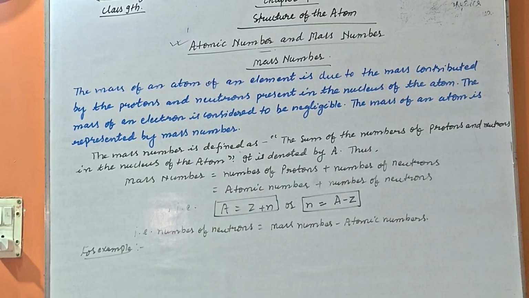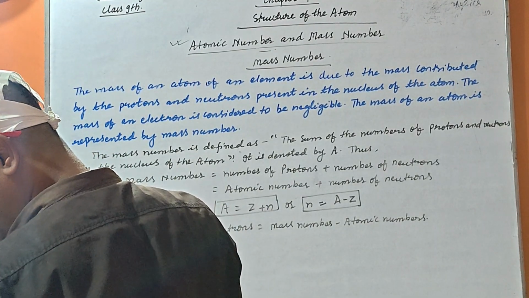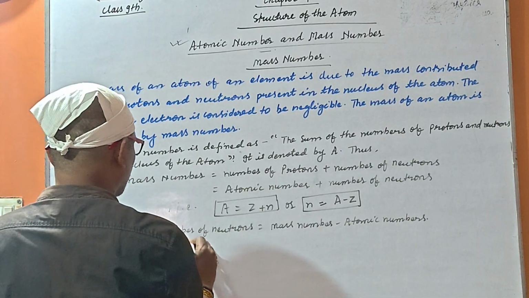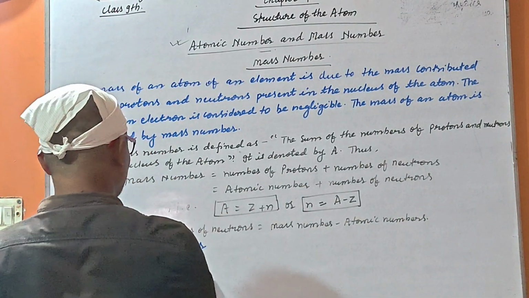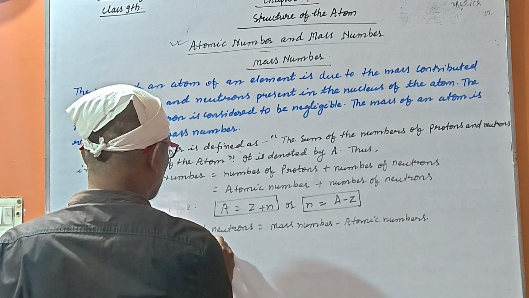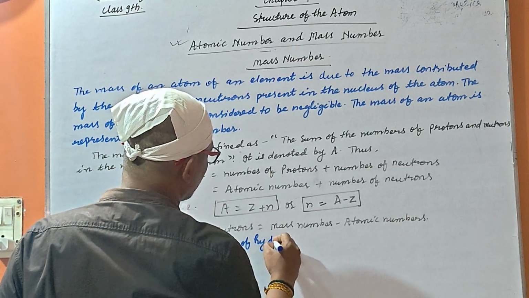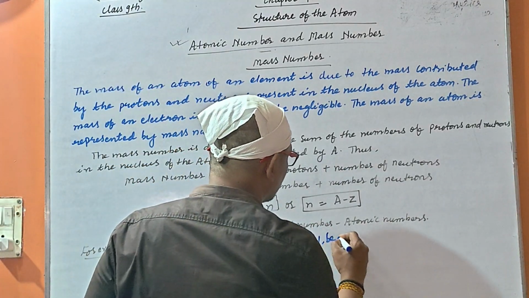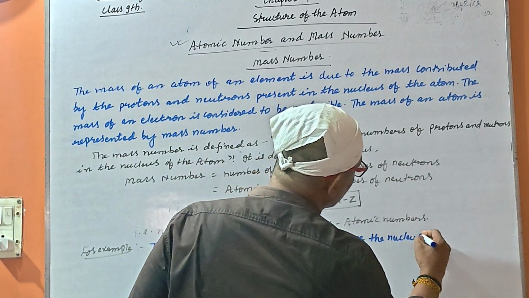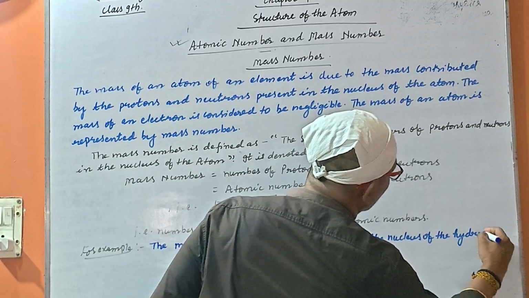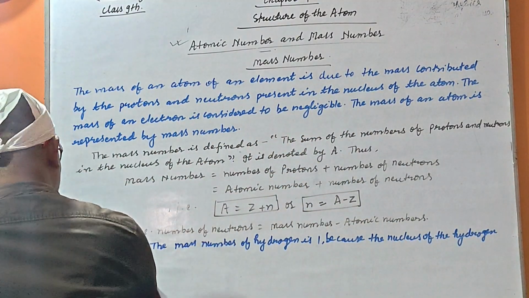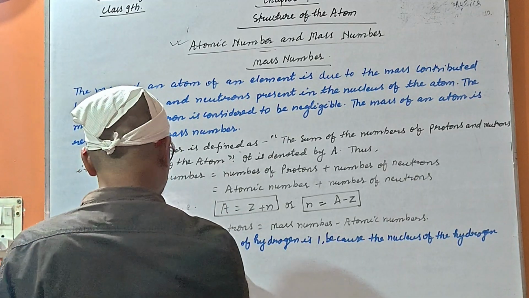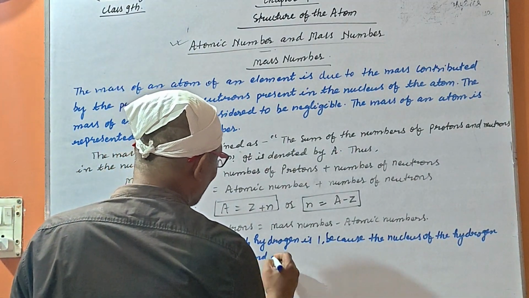Let us take a brief example here. The mass number of hydrogen is 1, because the nucleus of the hydrogen atom contains only one proton and does not contain any neutron.